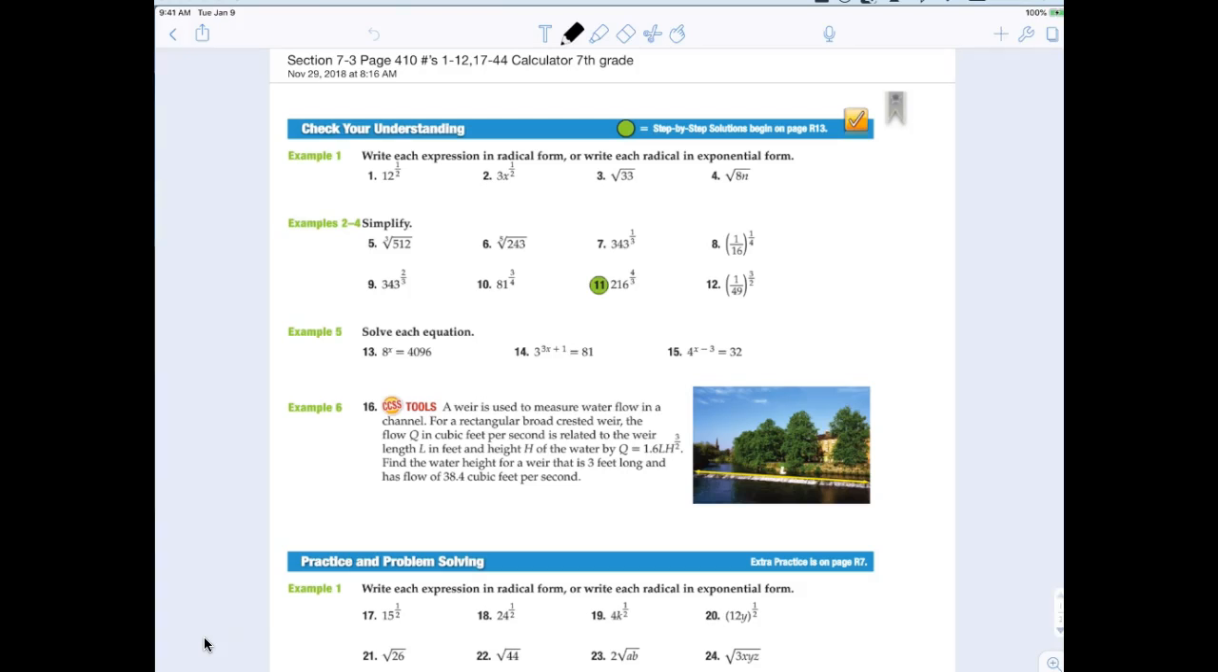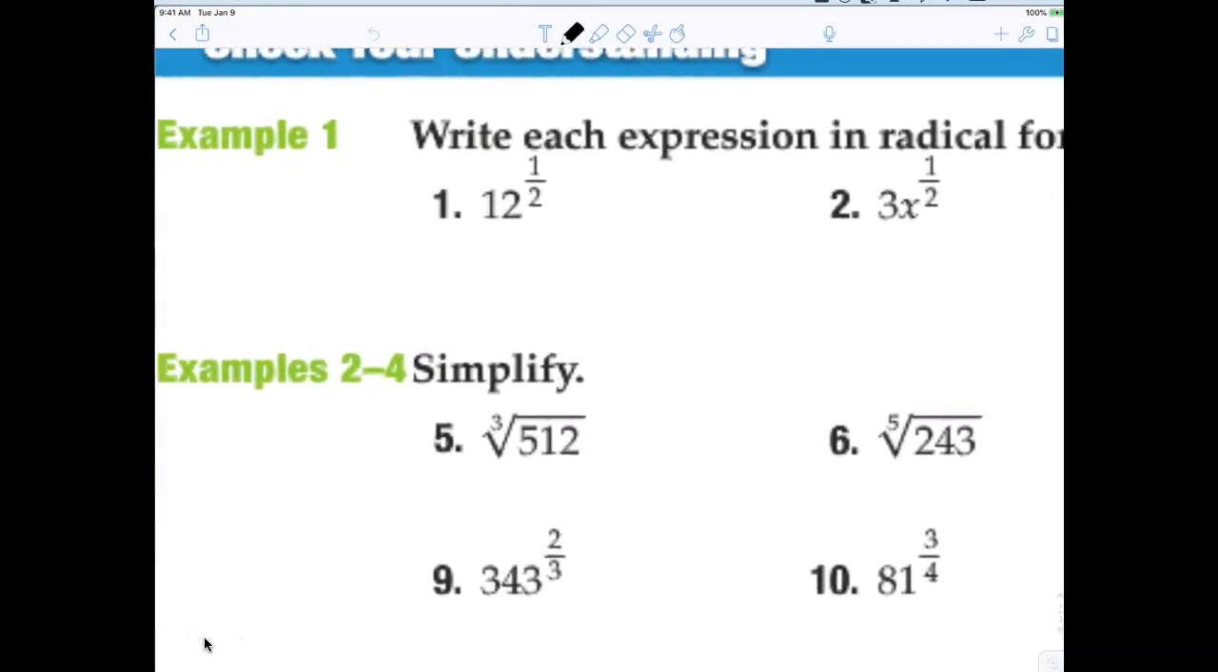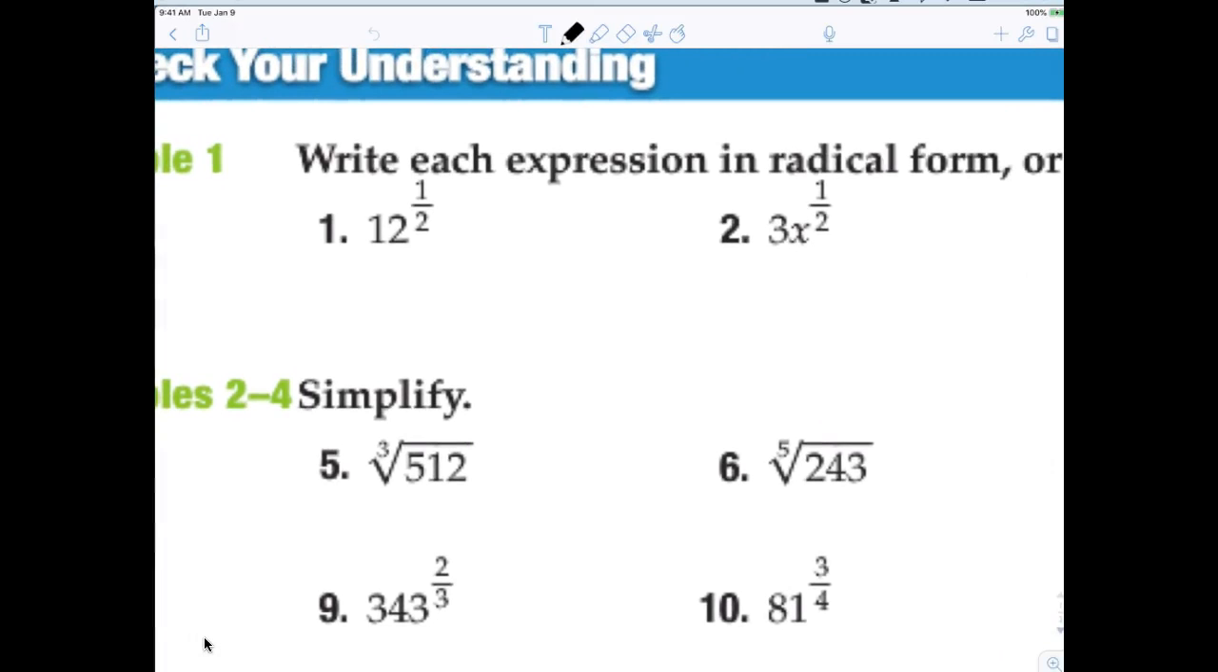All right. Now, with this up here, write each expression in radical form. Let's first talk about a radical. A radical is another name for the square root. So when we talk about this right here, the first note I want you to make is the numerator is the power, and the denominator, we say, is the root.